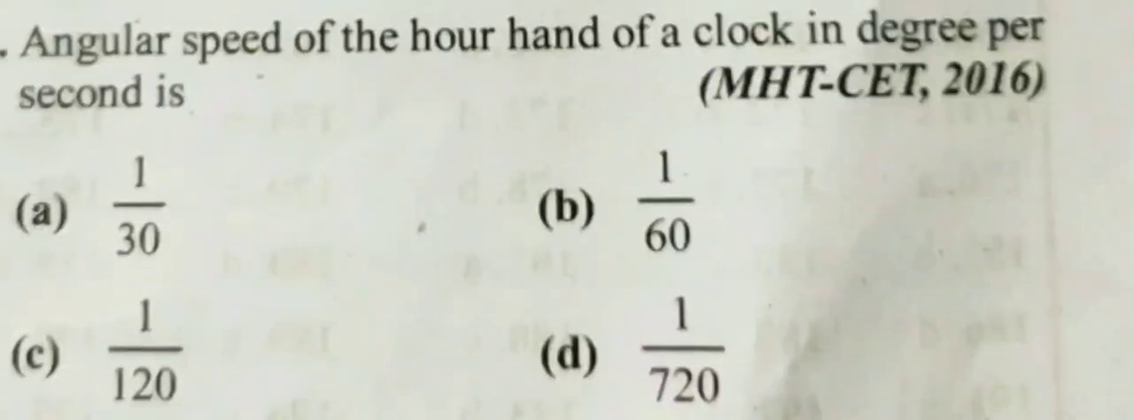Hello everyone. So our first problem of circular motion is: the angular speed of the hour hand of a clock in degree per second is. So here angular speed is denoted by omega. So omega is equal to 2 pi by T.